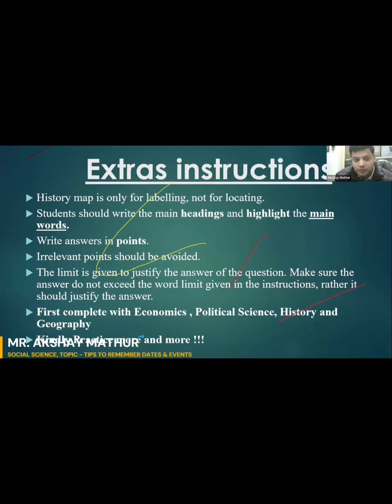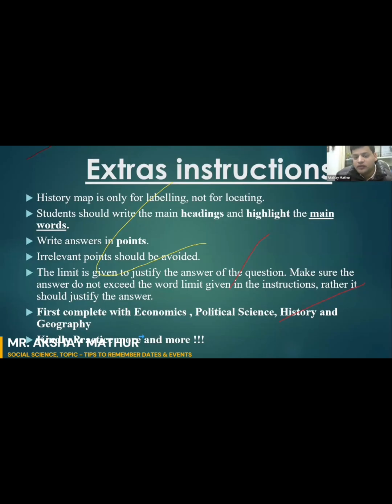The most common thing we have experienced is that students are not writing points. They are not answering in points. They are writing in paragraphs. So it is very important to understand to write the answer only in points. Irrelevant points should be avoided, because they feel like they have to write one page, so they write anything whatever they feel like, which consumes time.